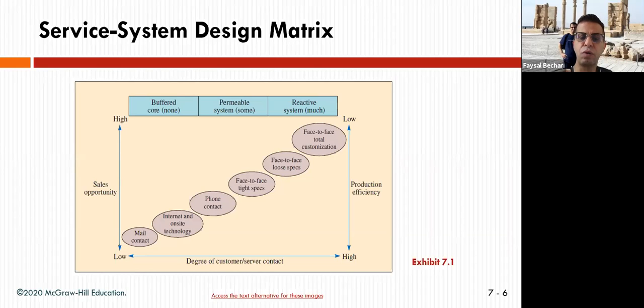Because when you categorize them according to this, then you know where your sales is happening, and you need to deliver sales. And at the same time, you need to deliver good services, and you need to balance these two together in order to get efficient services.